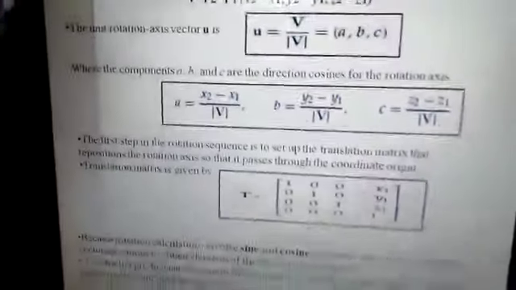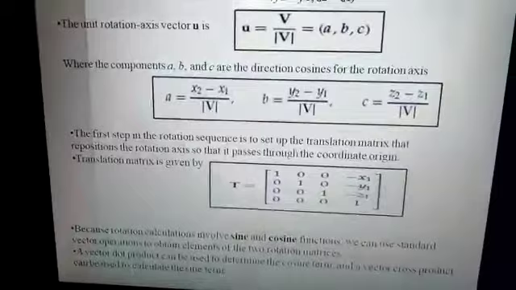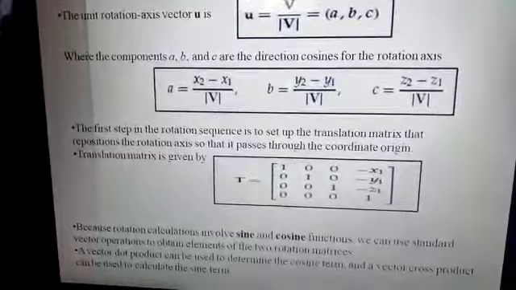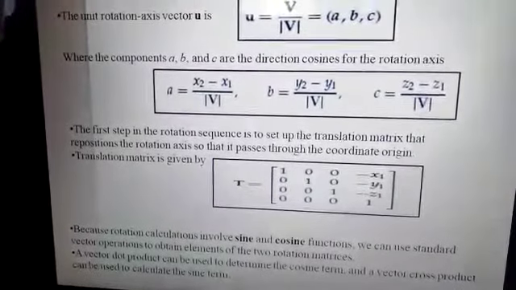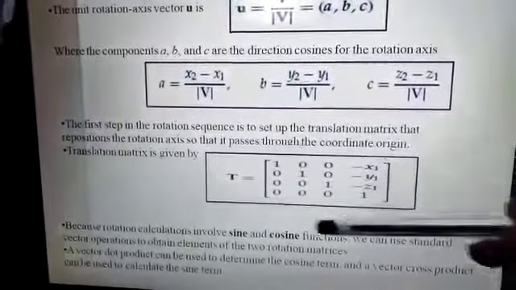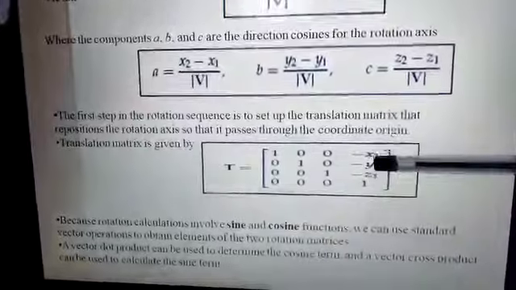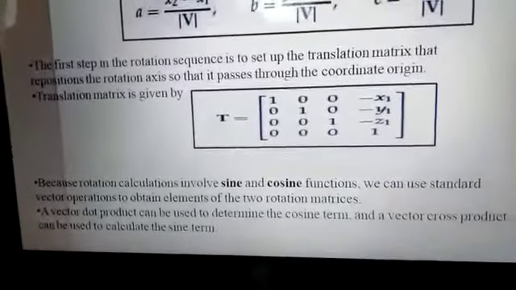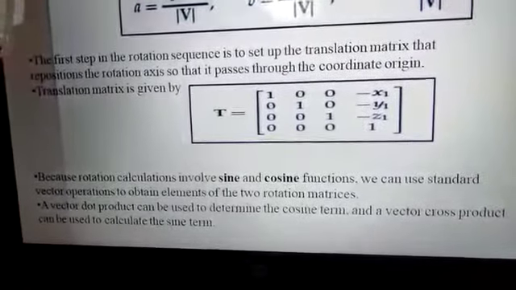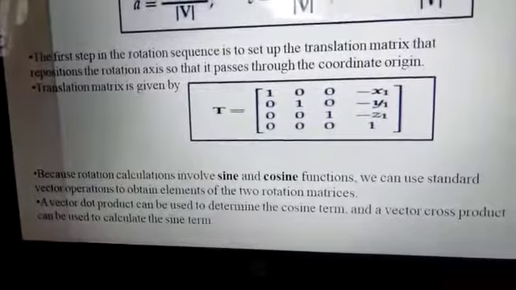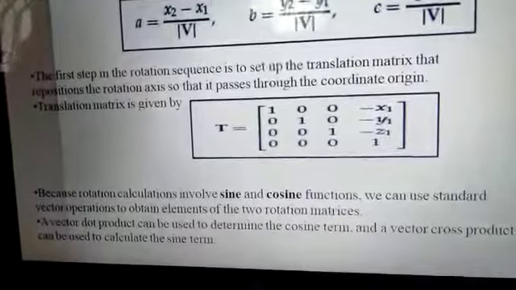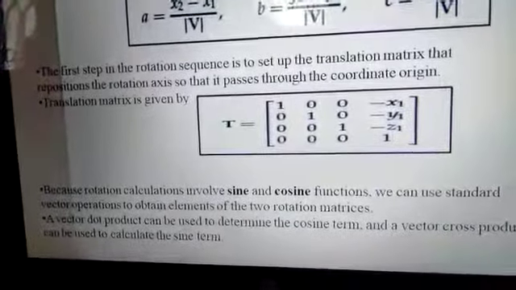The first step in the rotation sequence is to set up the translation matrix that repositions the rotation axis so that it passes through the coordinate origin. So we can conclude that the translation matrix T is equal to the identity matrix with the negative translation terms. Rotation calculations involve sine and cosine functions. We can use standard vector operations to obtain the elements of the two rotation matrices. A vector dot product can be used to determine the cosine term, and a vector cross product can be used to calculate the sine term.